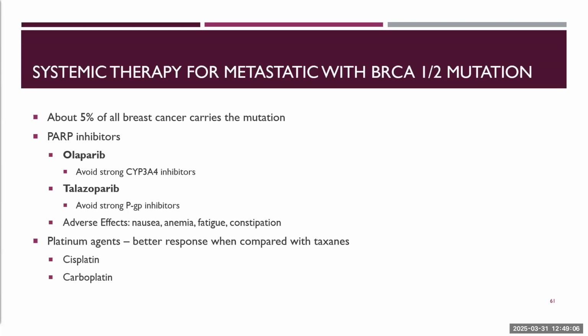If they have a BRCA1 or 2 mutation, with platinum agents we will see a better response when compared with taxanes like paclitaxel or docetaxel. So if they have a BRCA1 or 2 mutation, are metastatic, and are moving to chemotherapy, we would consider cisplatin or carboplatin upfront.